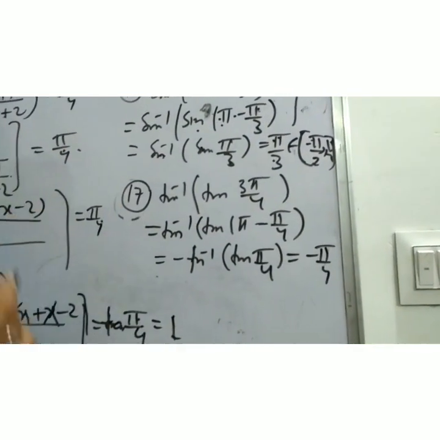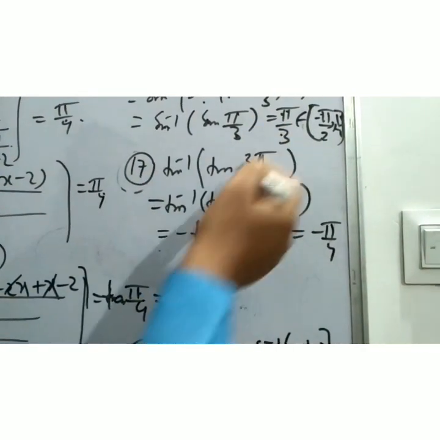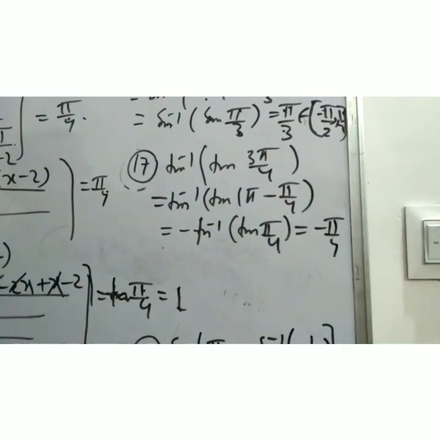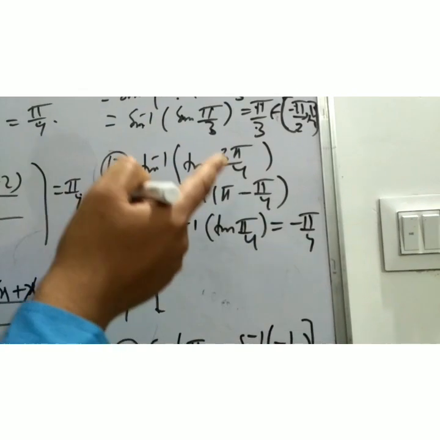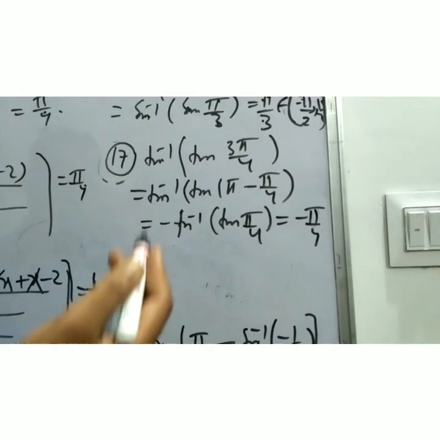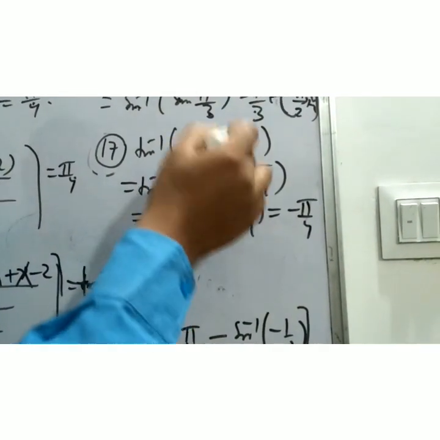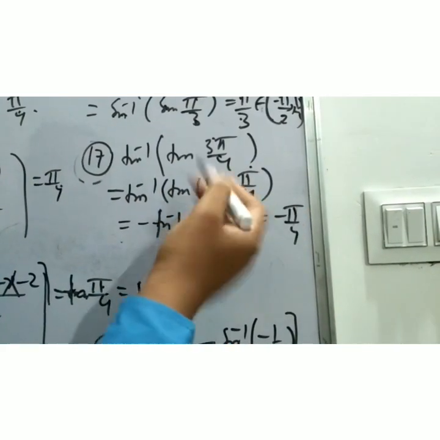Similarly, in the case of question 17, tan inverse tan 3 pi by 4. So 3 pi by 4 also doesn't lie between minus pi by 2 and plus pi by 2, because the range of tan inverse is minus pi by 2 to plus pi by 2. So in this case, how can we find this value? We can write 3 pi by 4 as pi minus pi by 4.